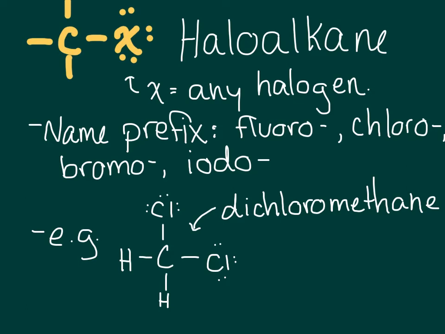So in this case, they're named with a prefix, and the prefix will vary depending upon which halogen is present in the compound, either fluoro, chloro, bromo, or iodo. One example is dichloromethane, which is a really commonly used organic solvent because of its mild polarity.